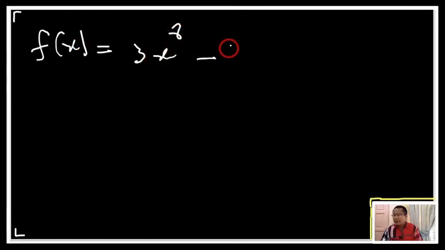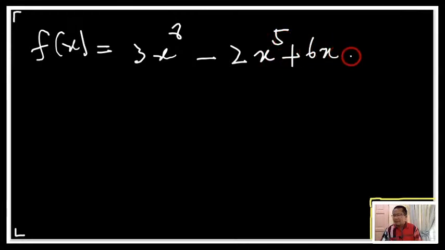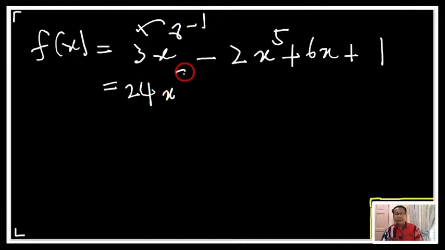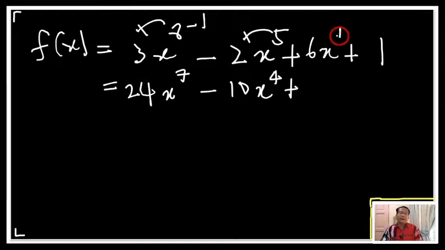Find the derivative. f(x) is equal to 3x power 8 minus 2x power 5 plus 6x plus 1. This one is very easy. 8 times 3, 24, and 8 minus 1, so you get x power 7. Minus 5 times 2, 10, x power 5 minus 1, 4. Plus, if you have power 1, just put 6. The number, 0. Very easy.